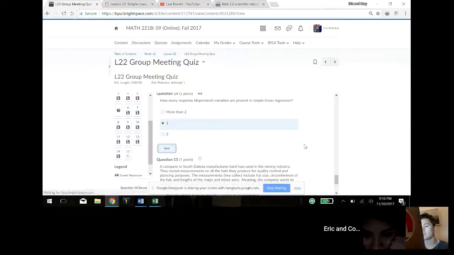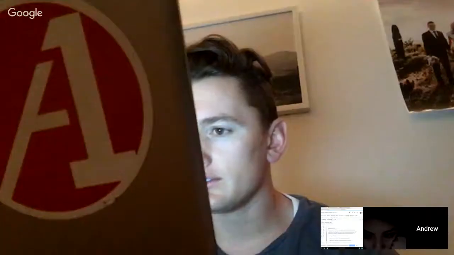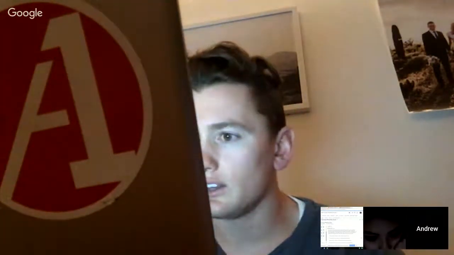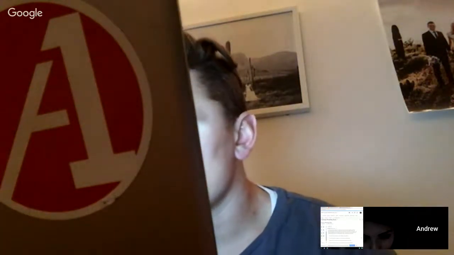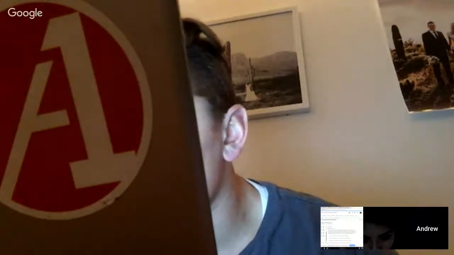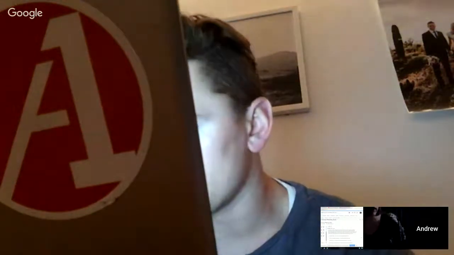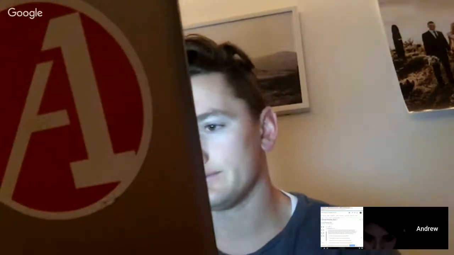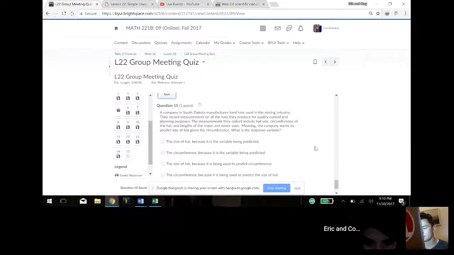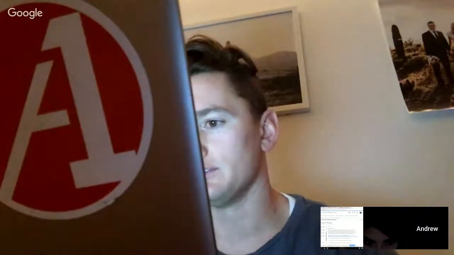So then 14 is also 1. Yeah. 15. A company in South Dakota manufactures hard hats used in the mining industry. They record measurements on all the hats they produce for quality control and planning purposes. Measurements they collect include hat size, circumference of the hat, and length of the hat, meaning the company wants to predict size of hat given the circumference. What is the response variable? They want to predict the size of the hat, based off of circumference. Because it is the variable being predicted, the size of the hat, the very first one.